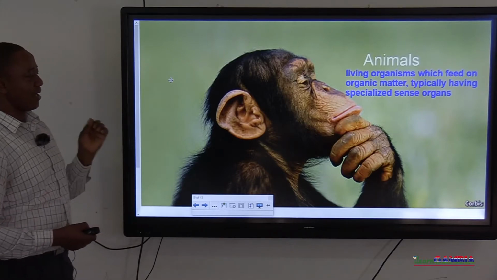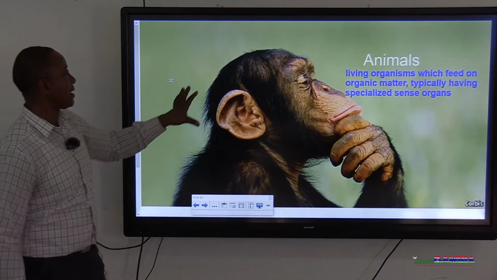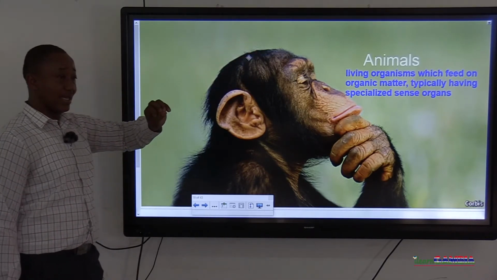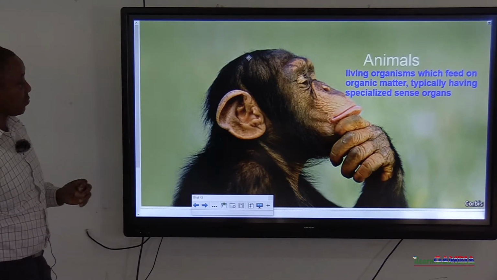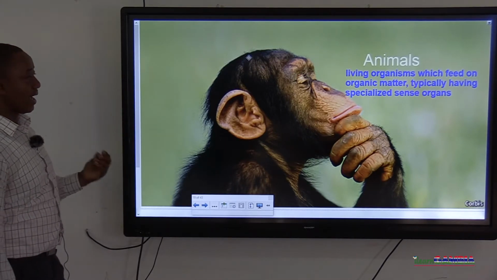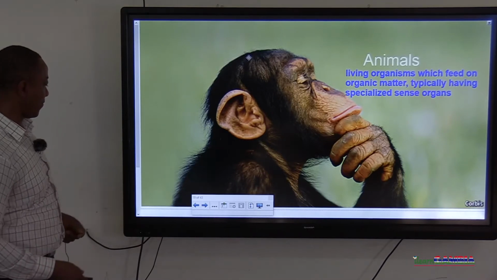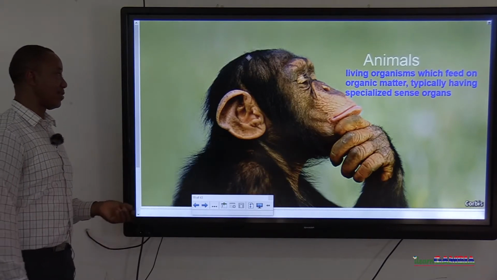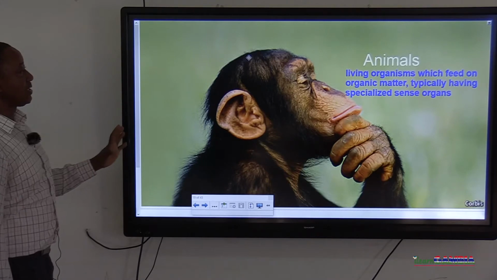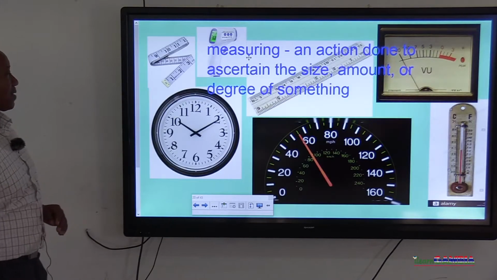And the most interesting thing about animals is that they have a brain, which helps them to be intelligent, and so animals are able to do a lot of things that you don't see the other organisms being able to do. So this is how we classify living organisms.